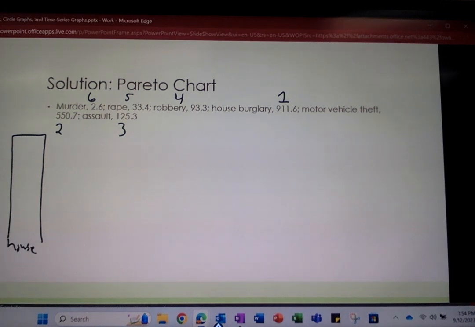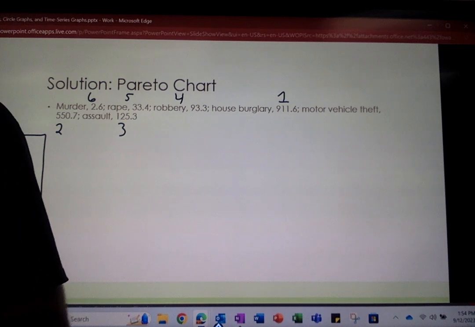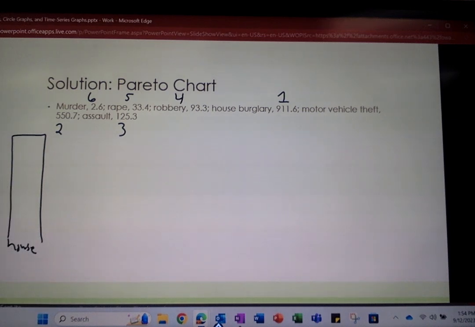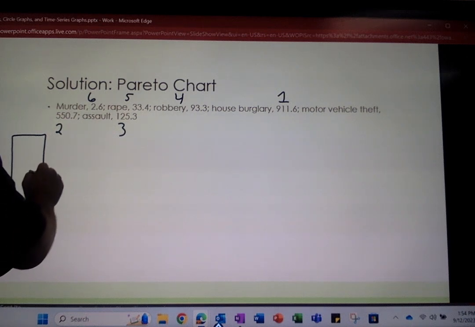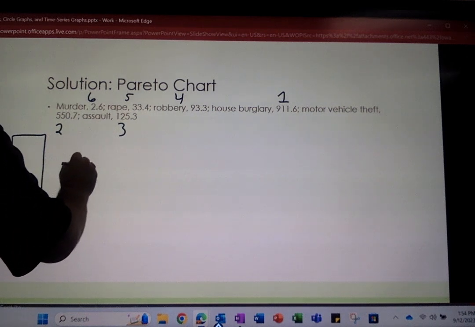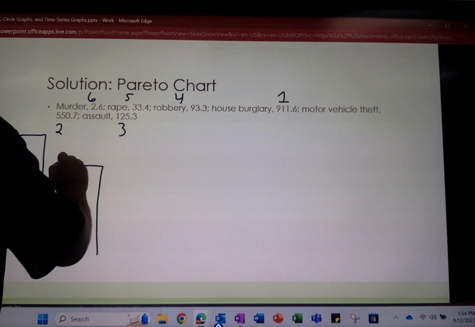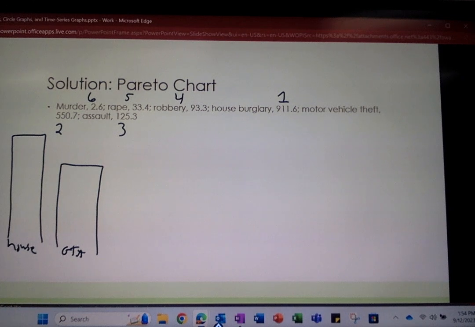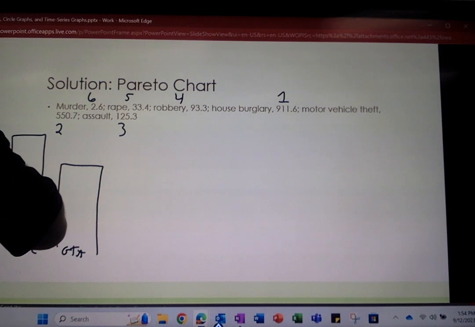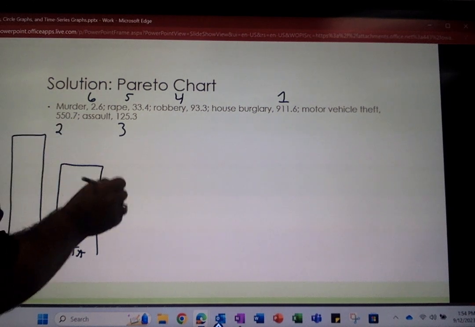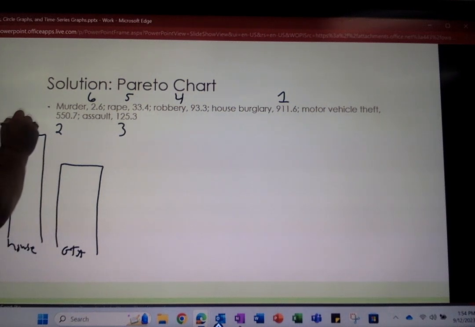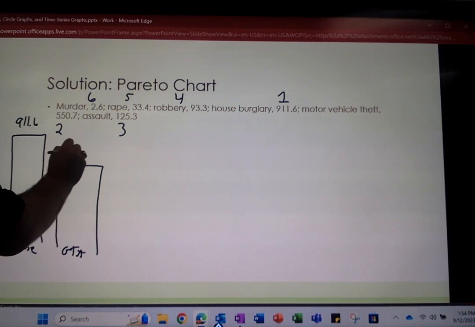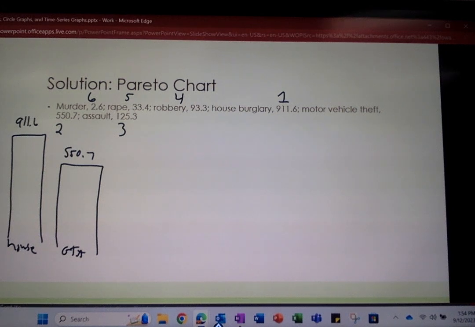Then next up, we're going to motor vehicle theft, which is a little more than half of this. So here's the halfway point. I'm going to give myself a little bit of space here. All right, and this is motor vehicle theft, and I think I'm going to put the quantity at the top here, 911.6, 550.7. Next, I'm going to go assault.